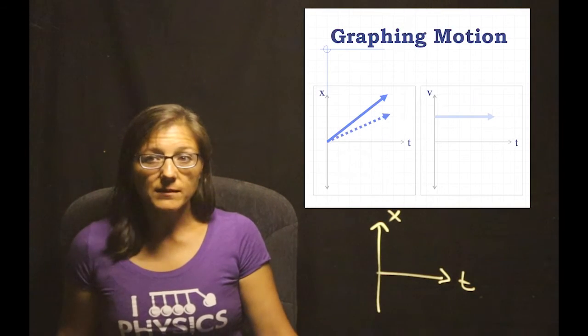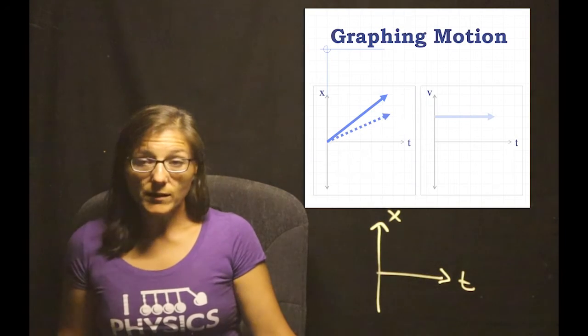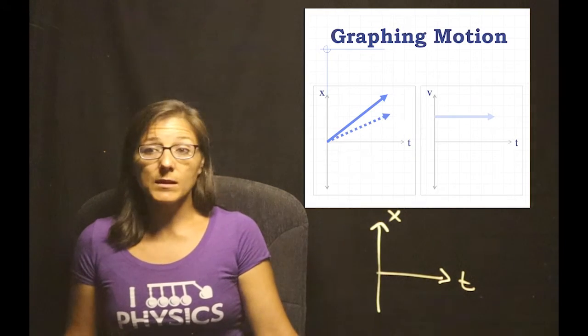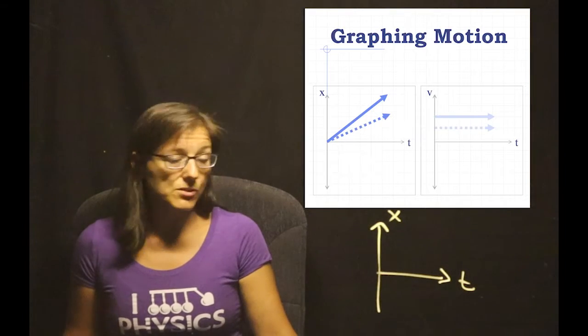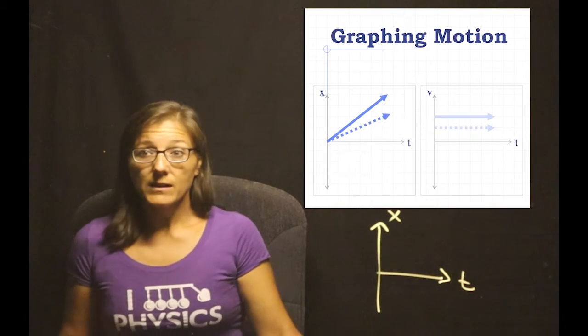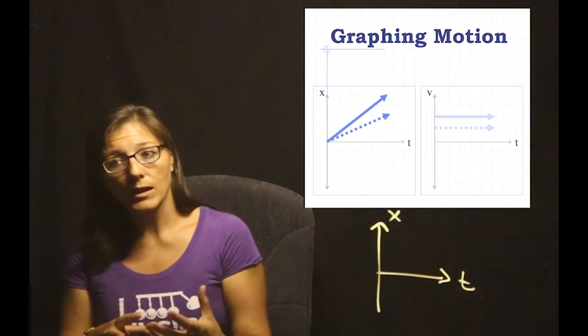Which of these two objects is faster, the dotted line or the solid line? You can tell that the solid line has a steeper slope, and so it's faster because it has a higher rate of change, right? So these are some of the things that I want you to think about when you think about motion, when you think about graphing.